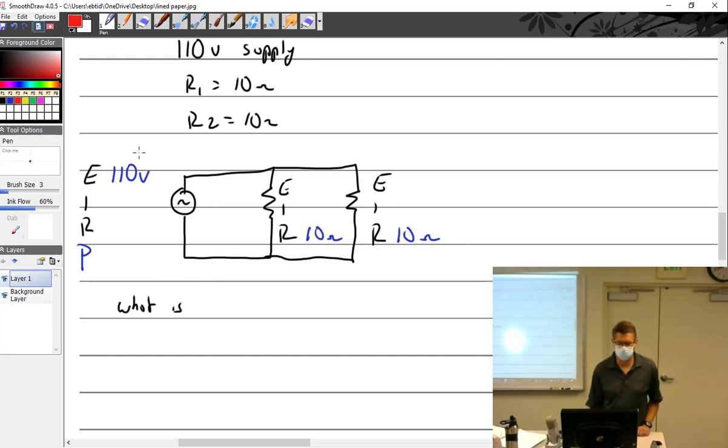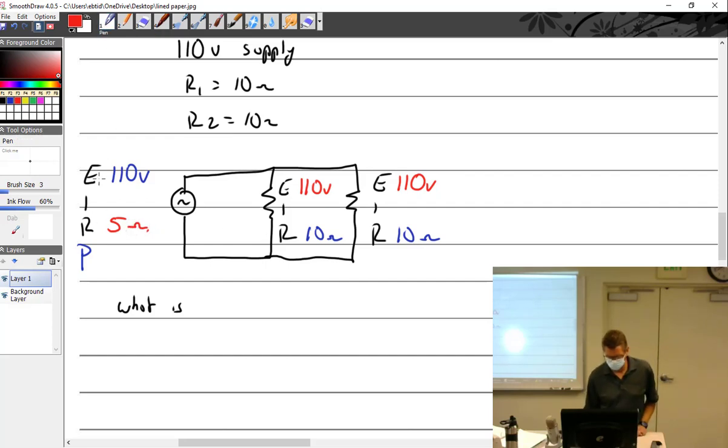So I have 110? Yep. What's my total resistance? 5 ohms, and 5 amps current flow? Hold on. Well, you're not going to learn anything if I'm going to do that kind of thing. Okay. It's because I went up the line.